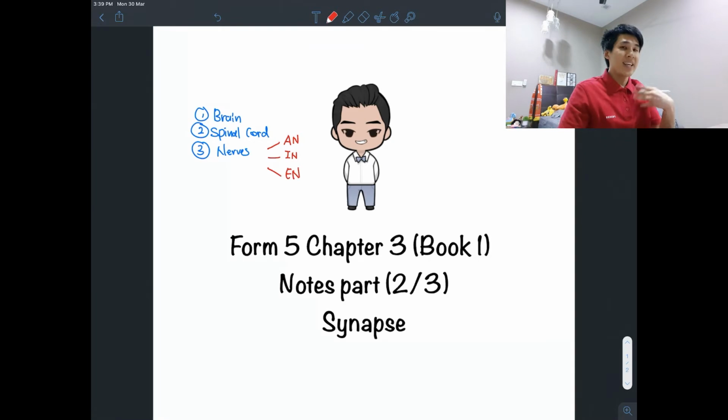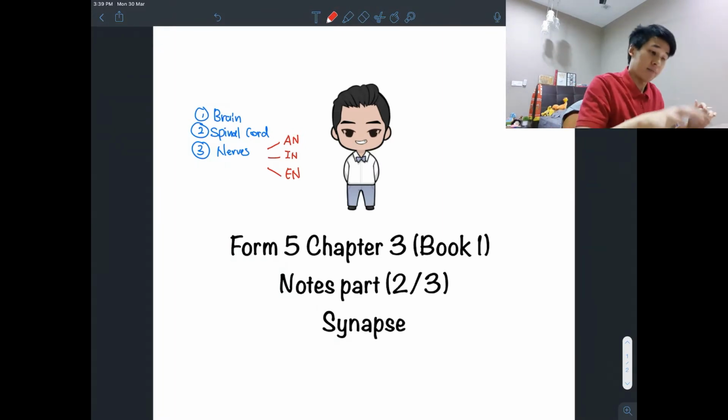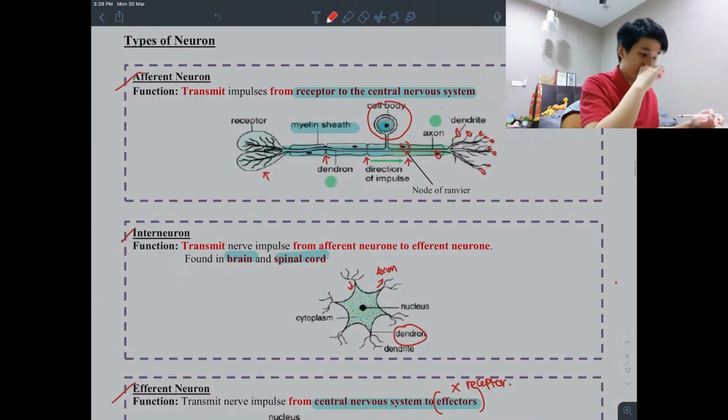Okay, so synapse, in the last video it was mentioned, is actually the point between two neurons. So let's say afferent and inter, right? In between them there's a small gap. This gap is called synapse. Basically in this video we will focus on how impulse is transmitted from one neuron to another. How does it pass through the gap called the synapse?